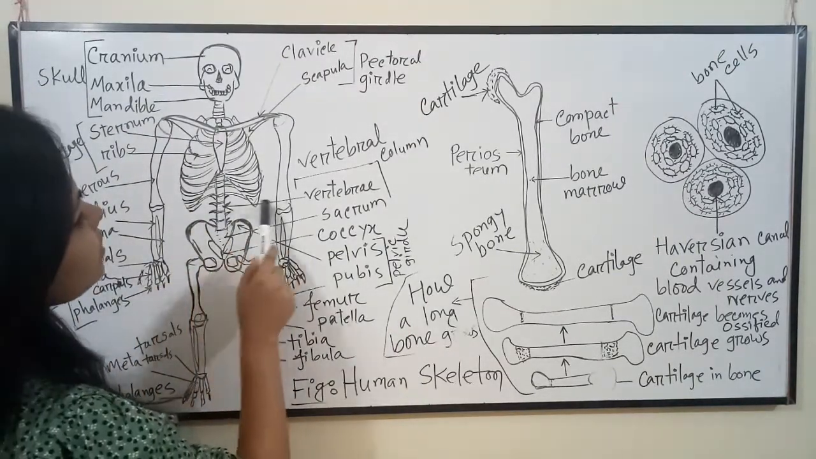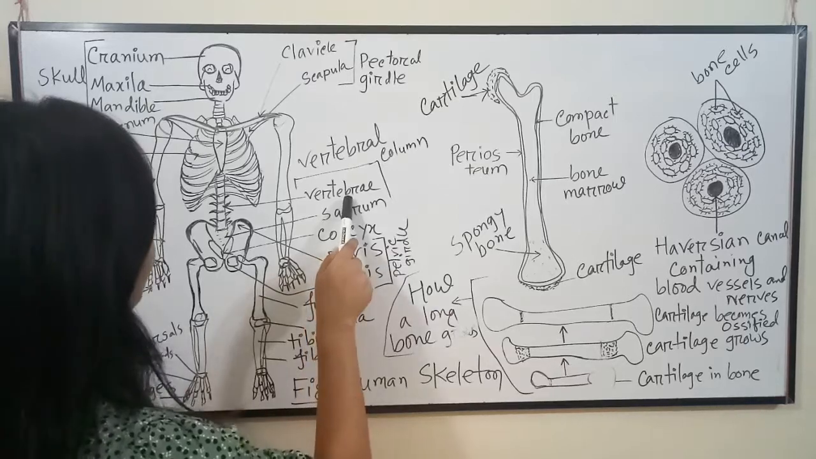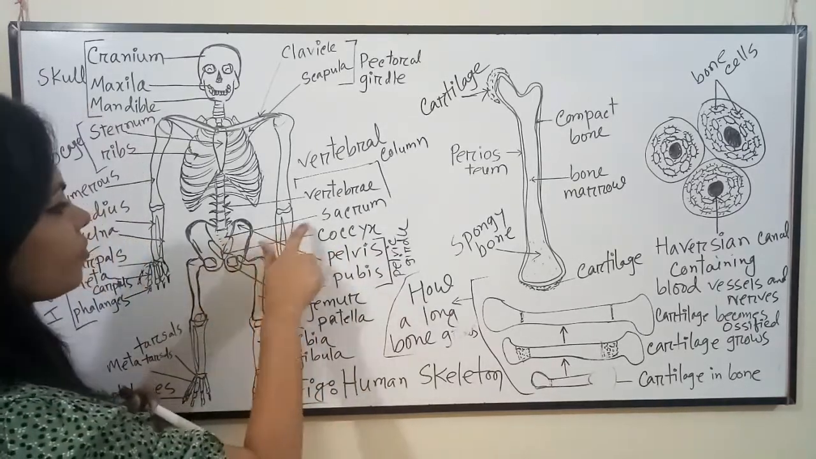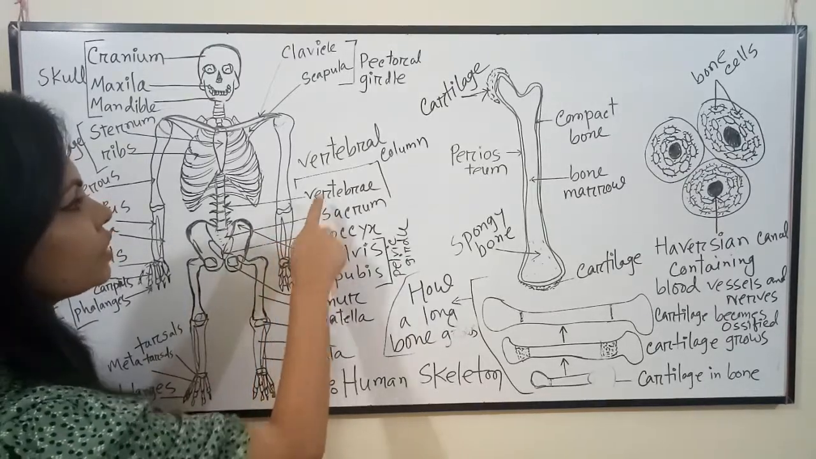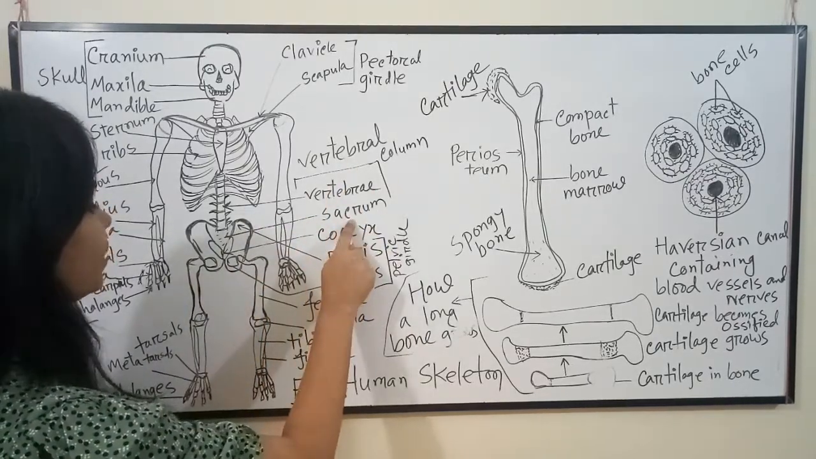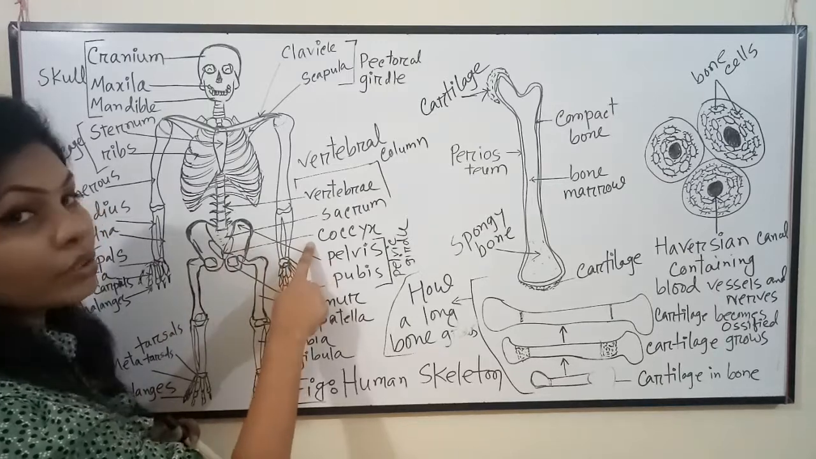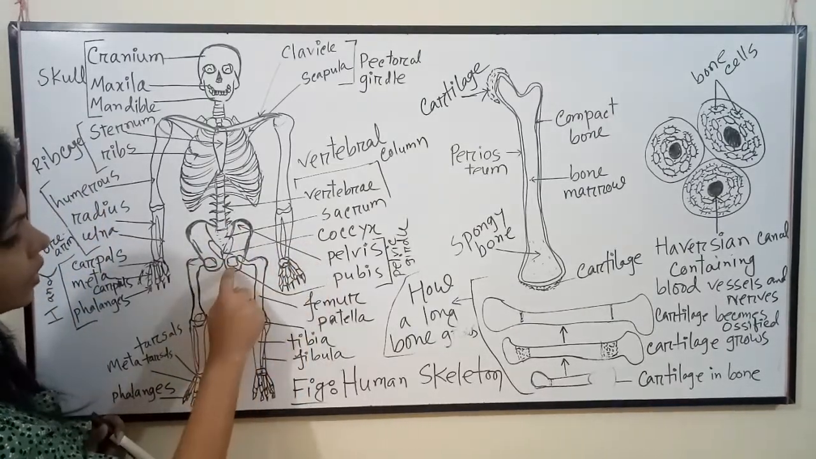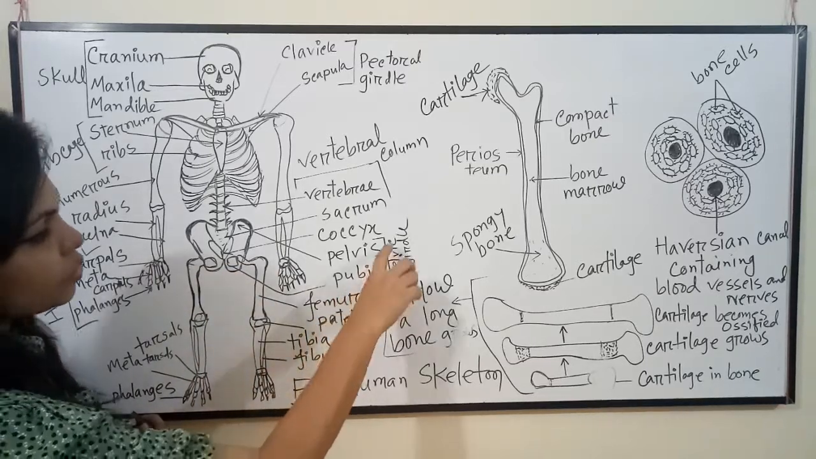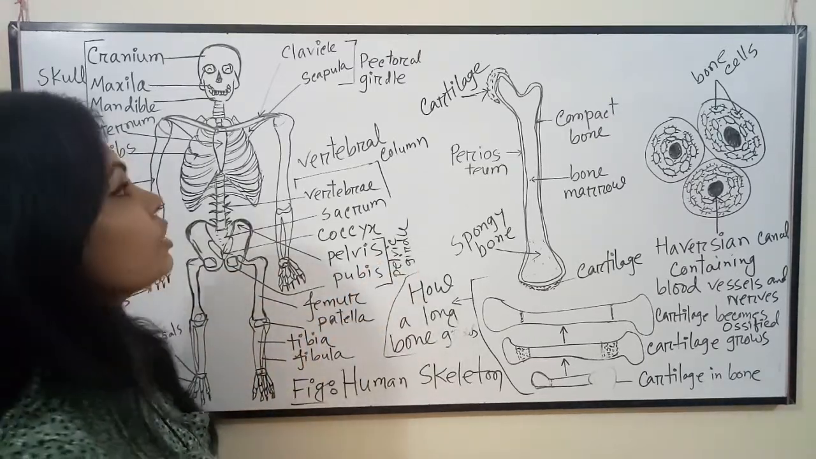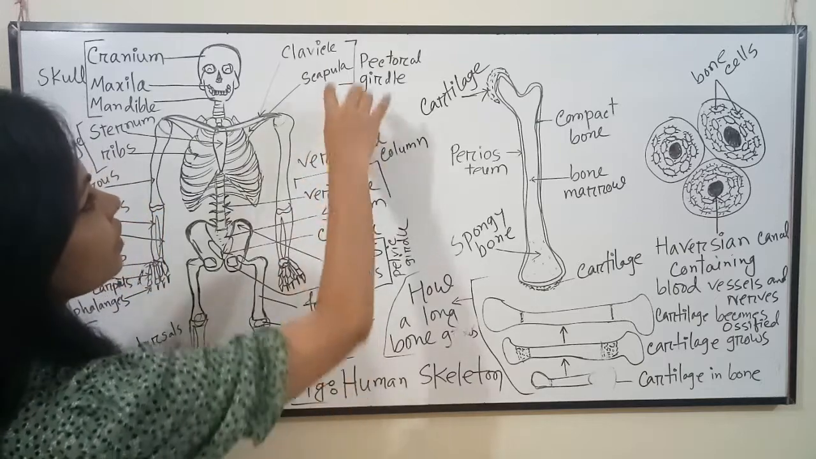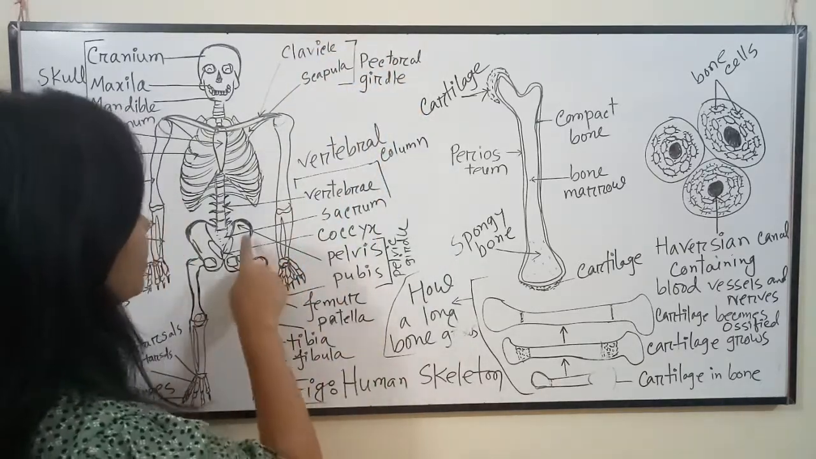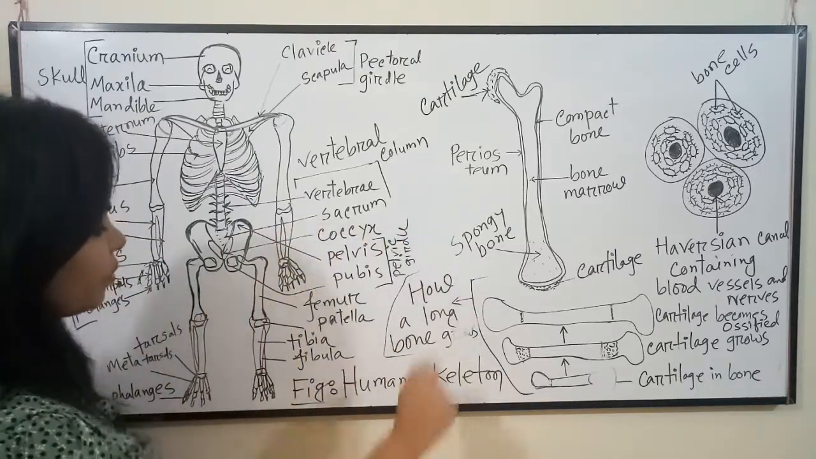Now, this is our vertebral column, and this part is the sacrum. So this is the vertebral column, the vertebrae and the sacrum, and this one is the coccyx. Now this one is the pelvis and the lower part is the pubis. These two are the pelvic girdle, just as the clavicle and scapula are the pectoral girdle, and the pubis and pelvis are the pelvic girdle.